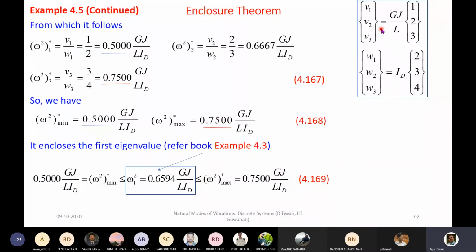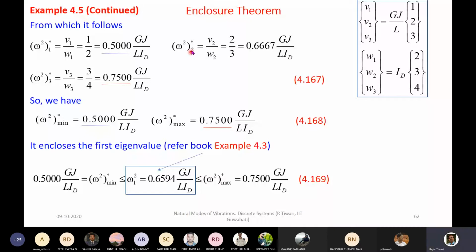You can see how we got the V and W in the previous slide. V1 is 1 by 2 and W1 is 2, so this is fine. You can see 1 by 2, so the ratio is 0.5. Similarly for V2 by W2, 2 by 3, so 0.667. This remains common, and this ratio is lambda 2 star, which is defined as the natural frequency square.